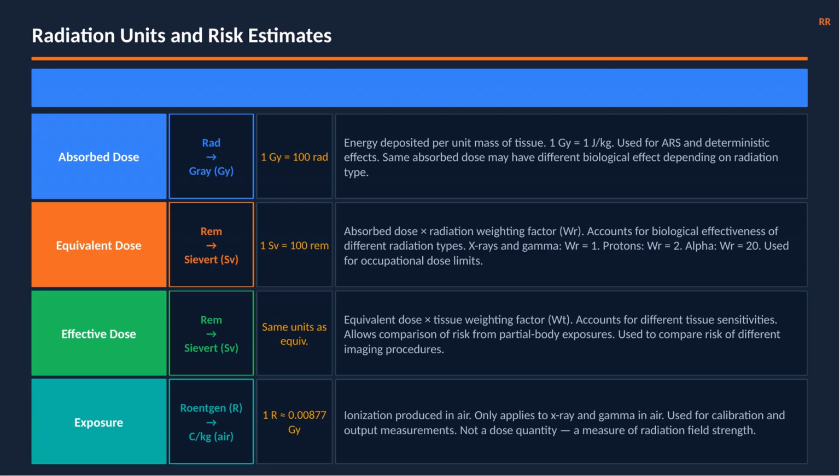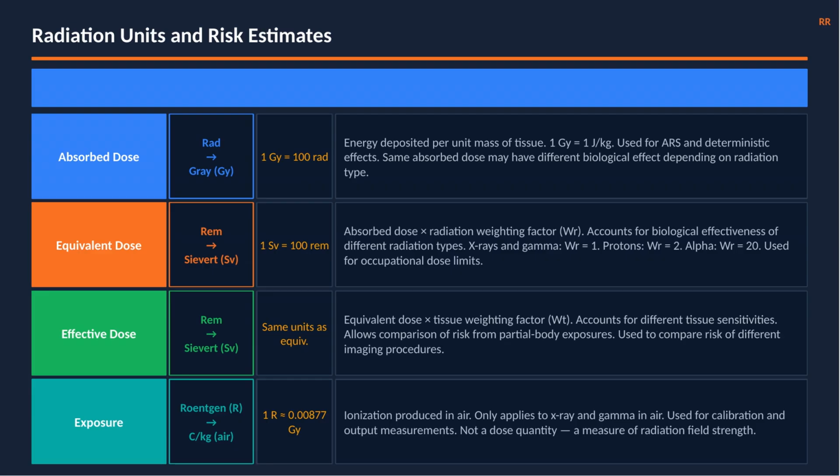Effective dose. Same units as equivalent dose, sieverts and rem. Calculated as equivalent dose multiplied by the tissue weighting factor, WT. The WT accounts for the different radiosensitivities of different tissues. Effective dose allows meaningful comparison of risk from different imaging procedures involving different body parts. A chest CT and an abdominal CT deliver different effective doses because different tissues with different WT values are irradiated.